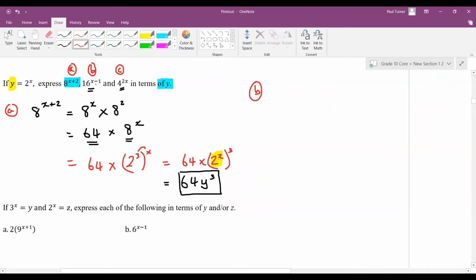But you've got 16^(x minus 1) now. So you're going to be doing a little bit different here. And what do we do with minus? Isn't that division? So I'll start you off. 16^x divided by 16^1. Like that. And you could write that as 16^x on 16. It's the same thing.